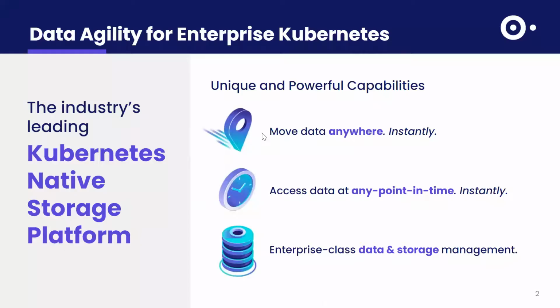So just as a quick reminder, Ioneer is a Kubernetes native storage platform. It is a container native storage software solution. We are not, as we always say, the only one in the marketplace, but we believe that we are the best, and we are differentiated in three very specific ways. First, the ability to move data from anywhere to anywhere instantly, literally in 40 seconds or less.